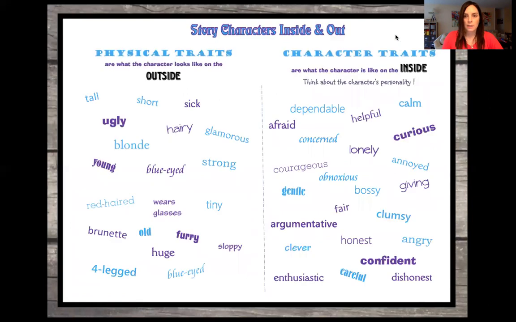And this is a list of just some options that you could use for physical traits and character traits. So on the outside, are they tall, short, glamorous, strong, blue-eyed, red-haired, etc.? And then for the character traits, these are words that describe the character. So helpful, dependable, gentle, argumentative, honest, confident, etc.